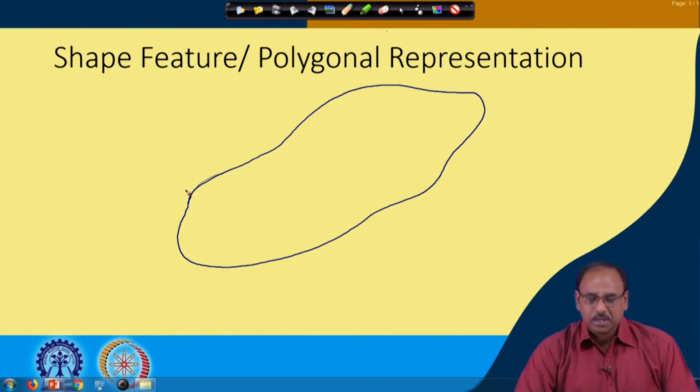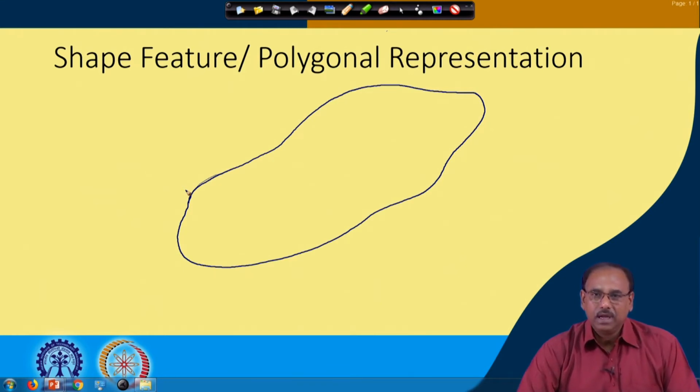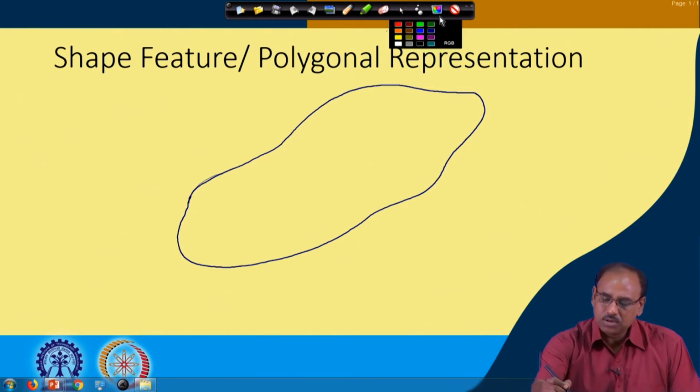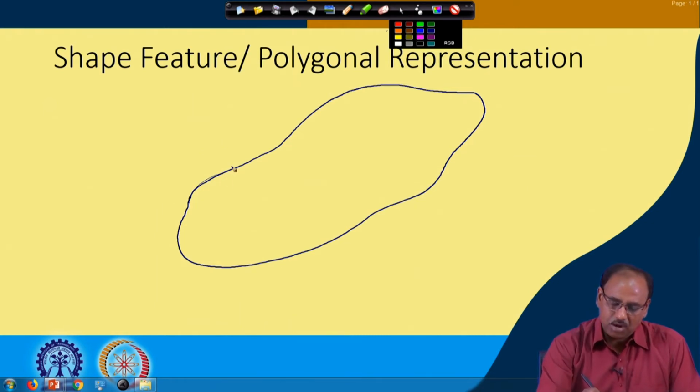Now, though I have shown this closed boundary as a continuous curve, you remember that we are talking about discrete signals or digital signals. So, this curve is not really a continuous curve; rather, it consists of a set of discrete points. So, something like this. I have a set of points on this discrete curve.